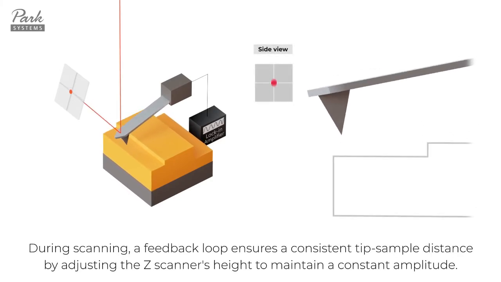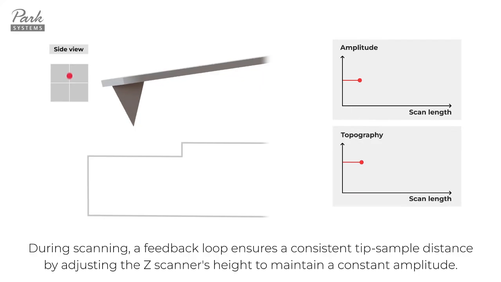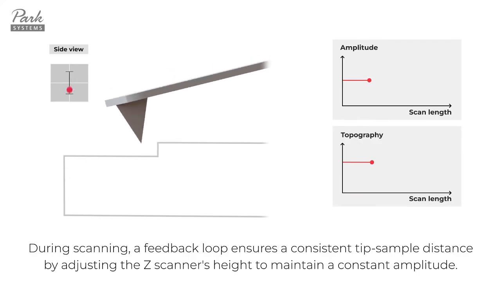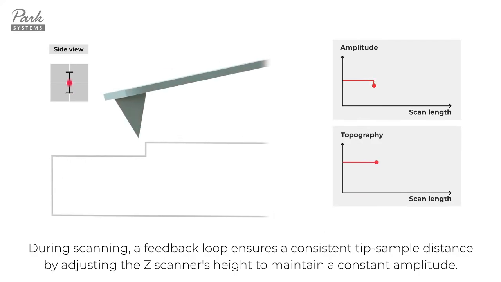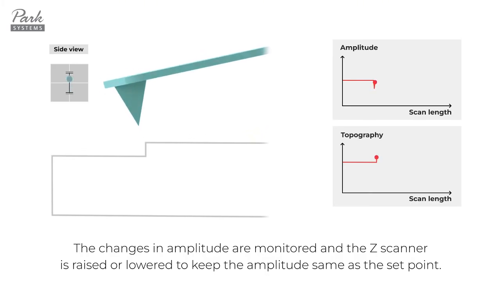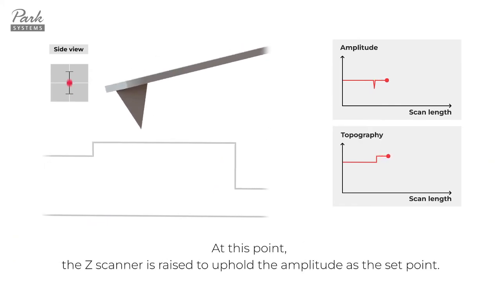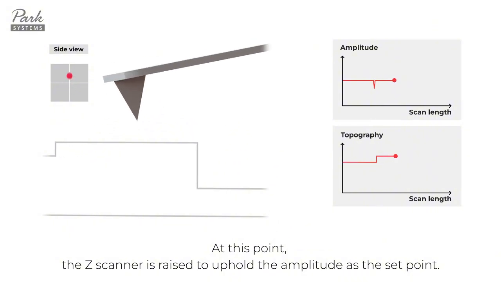During scanning, a feedback loop ensures a consistent tip-sample distance by adjusting the Z-scanner's height to maintain a constant amplitude. The changes in amplitude are monitored and the Z-scanner is raised or lowered to keep the amplitude the same as the set point. At this point, the Z-scanner is raised to uphold the amplitude at the set point.